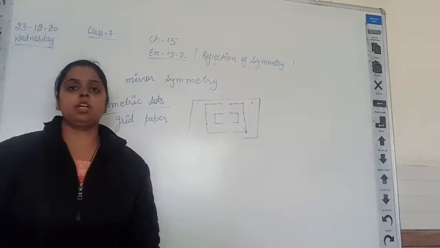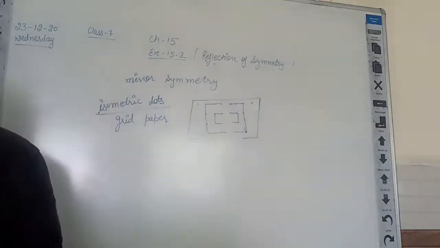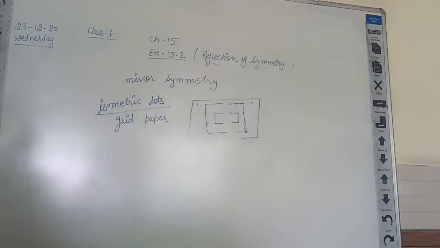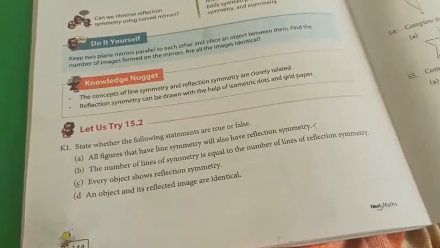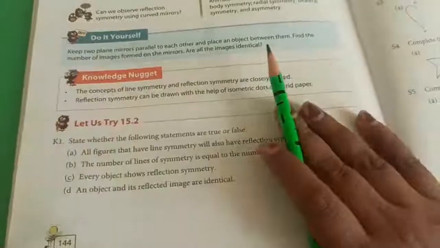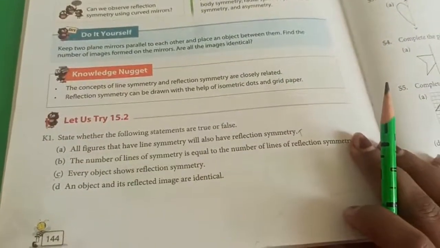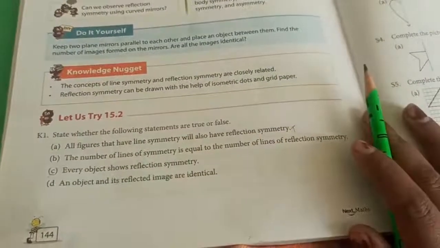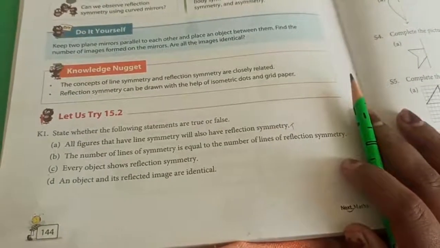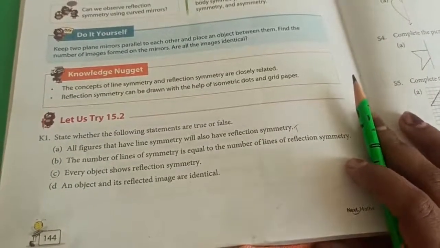Now come to your exercise, that is 15.2. Now we will discuss the questions from your exercise. Now see the exercise 15.2. The first question is: state whether the following statements are true or false. So this question you will do yourself. You will check which statement is related to this, which one is true and which one is false. So students, this you have to do yourself.